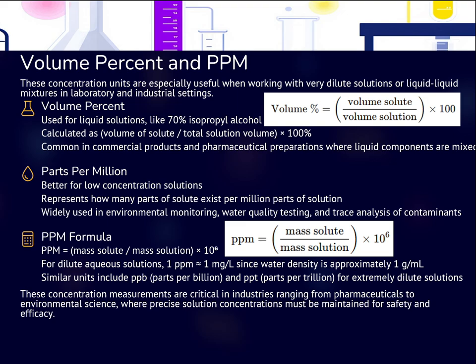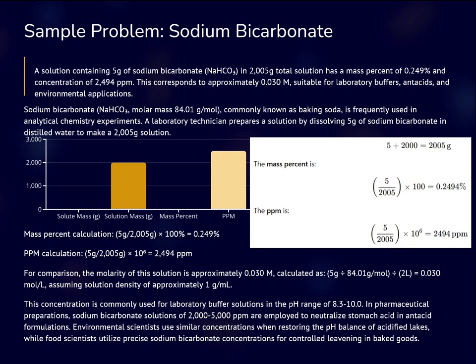Remember, this is parts per million. And so we're taking the mass of the solute, dividing it by the mass of the solution, right? So we're going to get parts, but we're going to standardize it to 1 million, so then we're going to multiply by 10 to the 6th power.